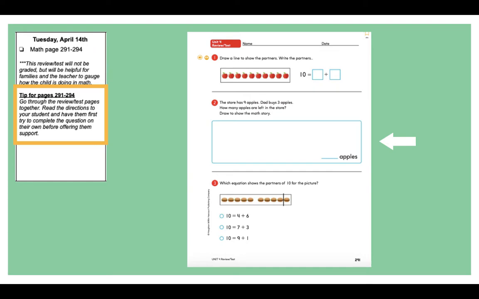So cross off 3 apples. Then I want you to write the number on the line. How many apples are left in the store? All right. Let's go on to number 3.